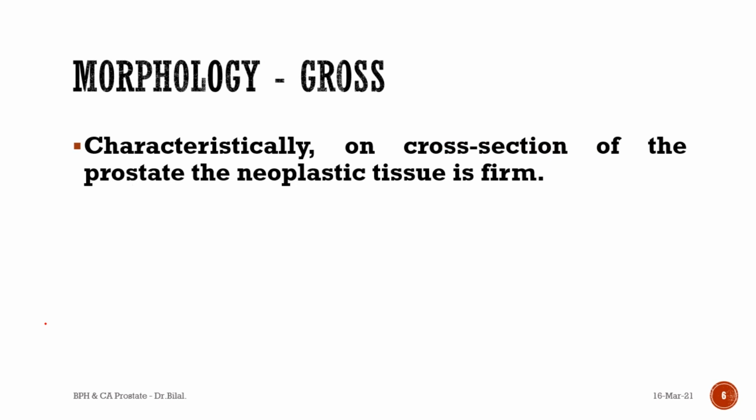Now, upon gross inspection, when we receive a specimen, the cross section is usually firm in appearance. When we feel it in the lab, it's usually firm in consistency, not soft. So this is how we differentiate it from the surrounding hyperplastic prostate.